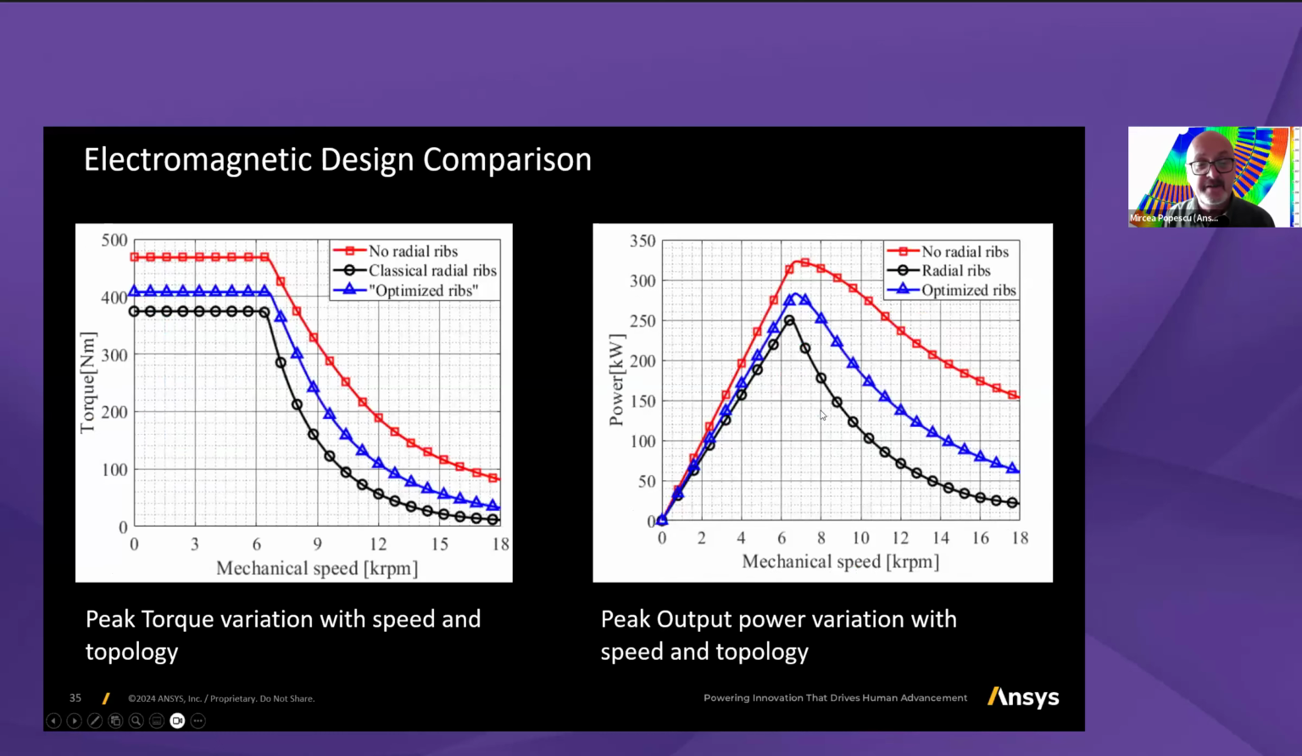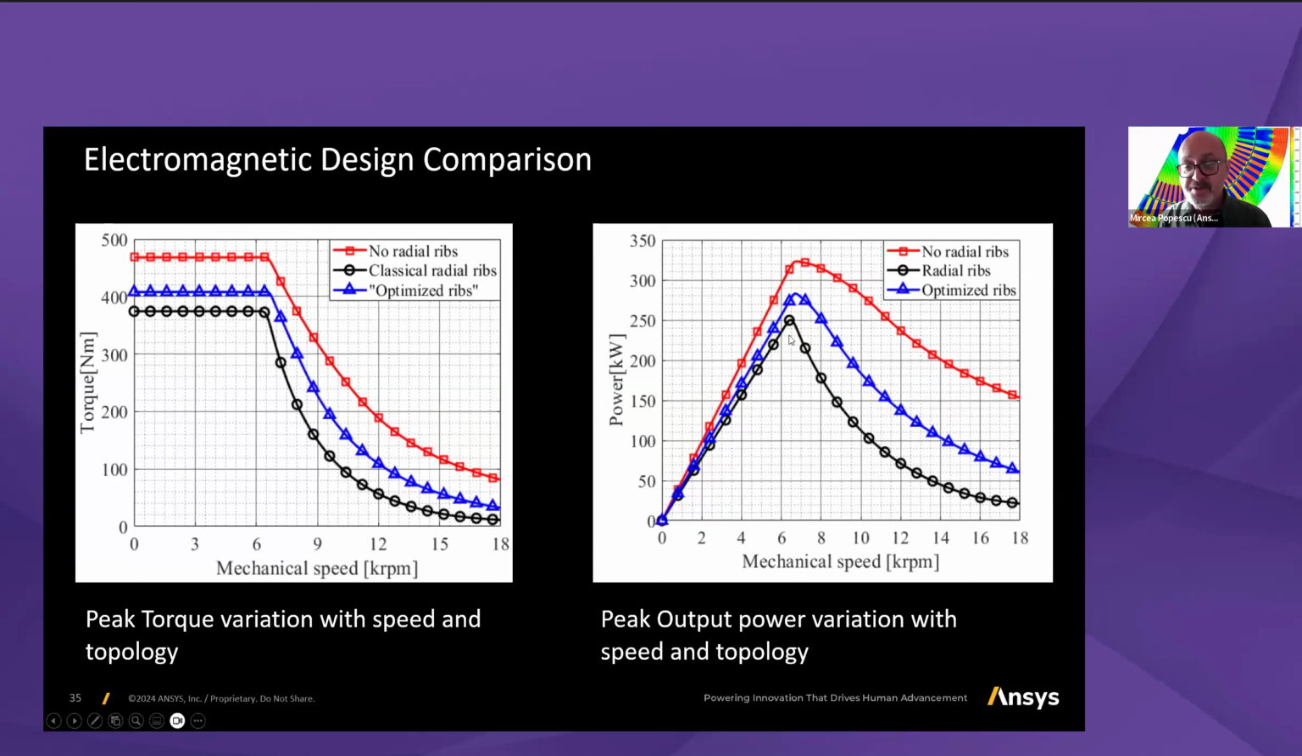We couldn't match, obviously, the case with no radial ribs, but still it was a good improvement using the topology optimization. If you look at the peak torque and peak power, again, the ideal case with no radial ribs was the best, but mechanically it pretty much had no viability. Again, using the topology optimization improved both the torque and the power capabilities.